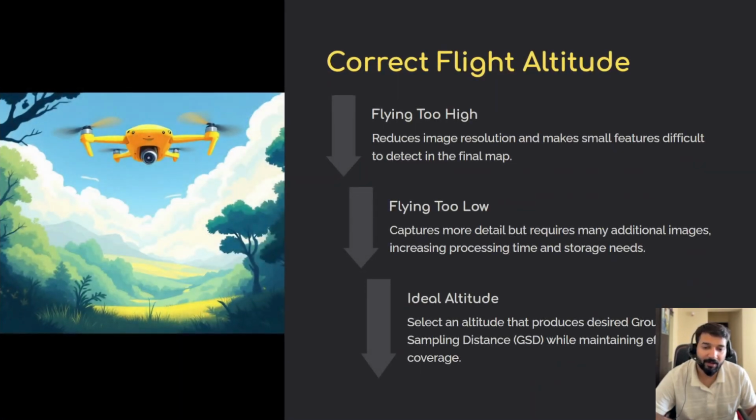Fourth, fly at a correct altitude. The flight altitude directly affects the level of detail in the images. Flying too high may reduce image resolution and make small features difficult to detect. Flying too low may capture more detail but require many additional images. Surveyors typically select an altitude that produces the desired ground sampling distance while maintaining efficient coverage of the survey area.